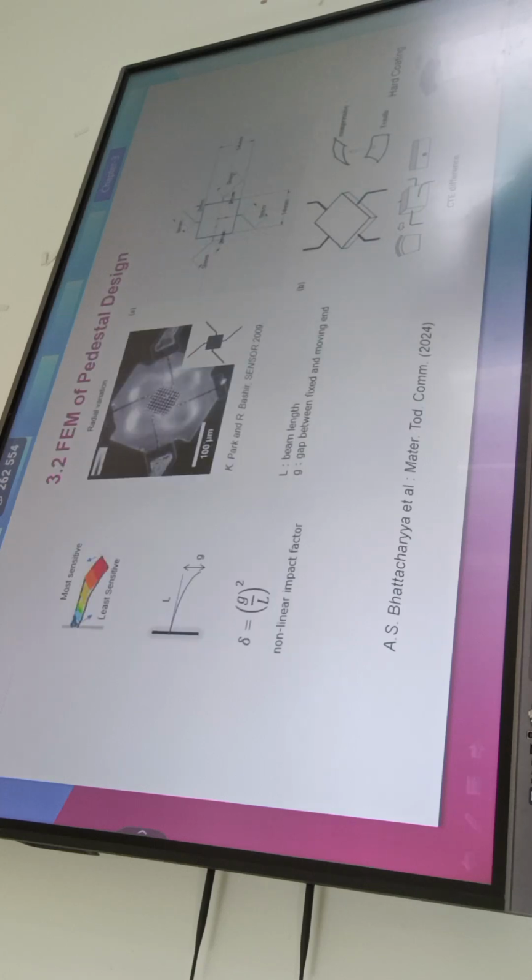Here, I have described elaborately how we have taken the measurements for the pedestal design, and that's the key difference. This is for reference, because when a disturbance has occurred, it can show some tensile behavior or some compressive behavior.